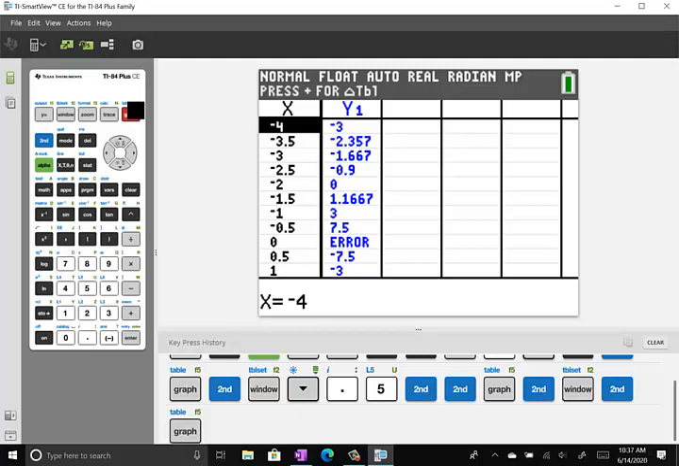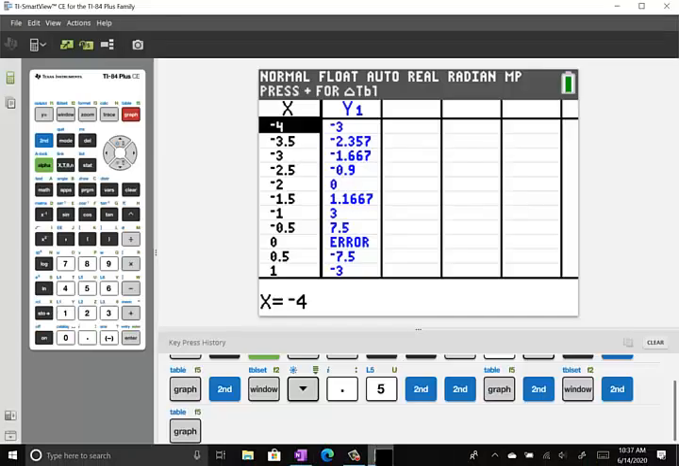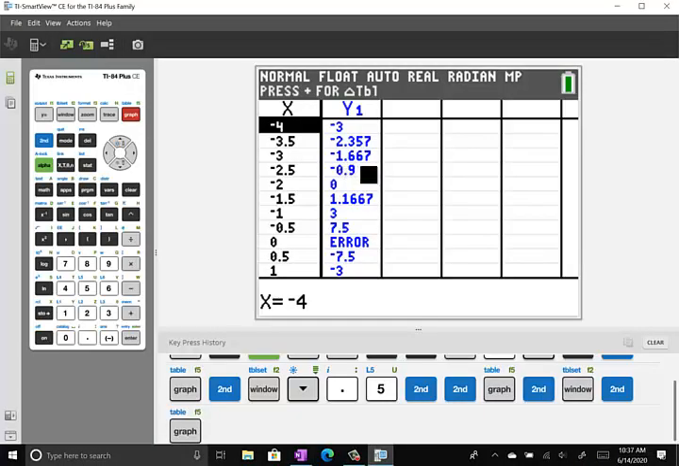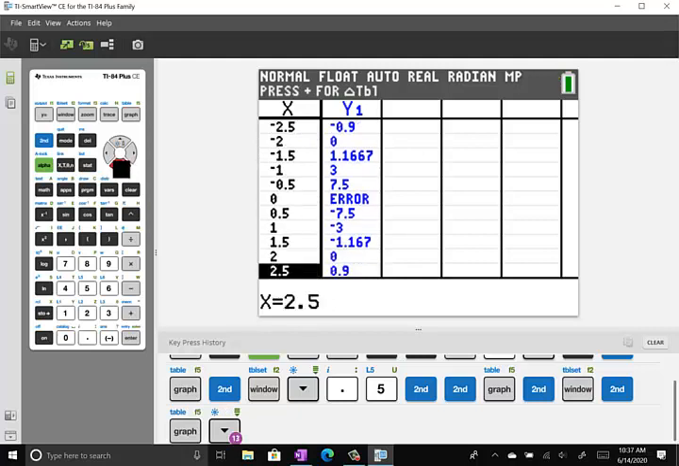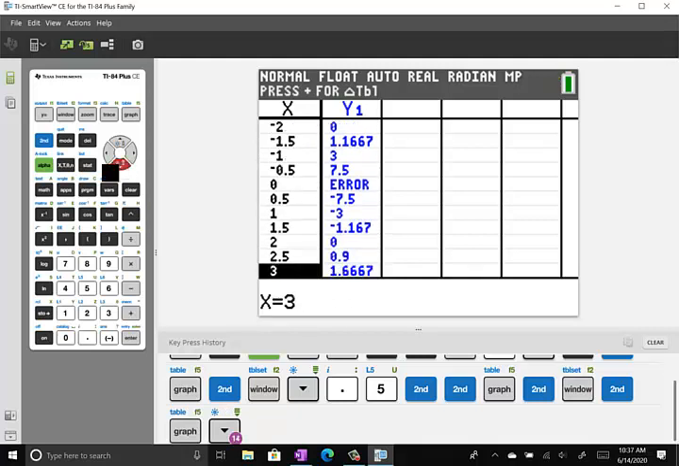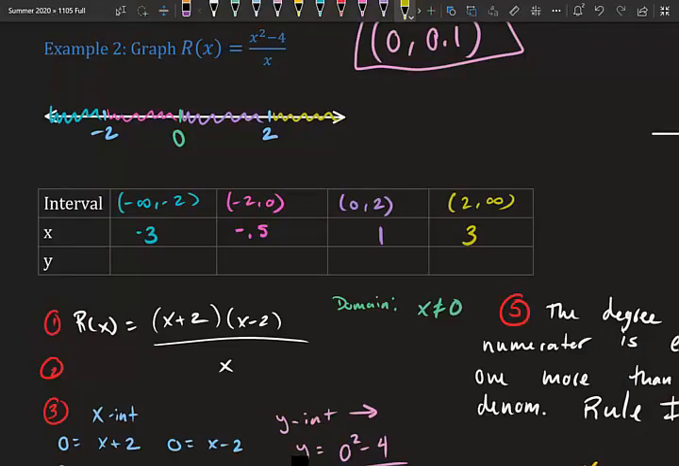And we have our table. So we have our first x, right, at -3. So we'll just read them. At -3, it's -1.667. At -0.5, it's 7.5. And then we have another one. At +3, it's 1.667. So we look for our x's on the table and write down our y's. So let's go ahead and do that.